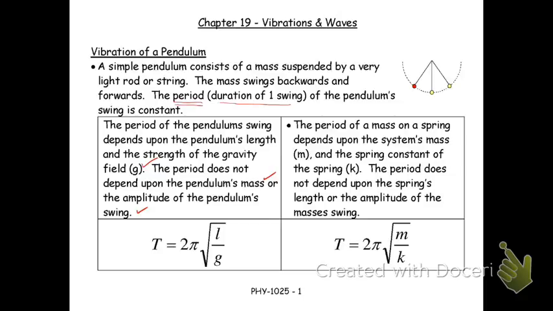So if you do the math, you find that the period T is equal to a constant, 2 pi, times the square root of the length of the pendulum over the gravitational constant g, which is 10 newtons per kilogram. And the length is measured in meters. And it works.